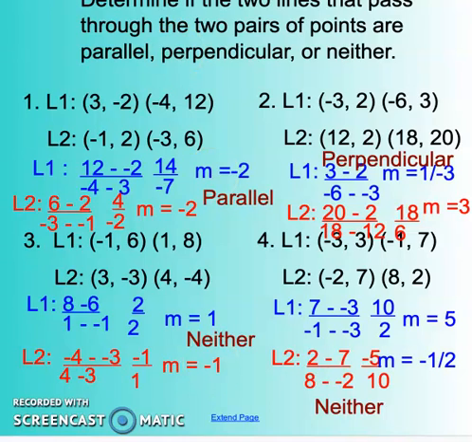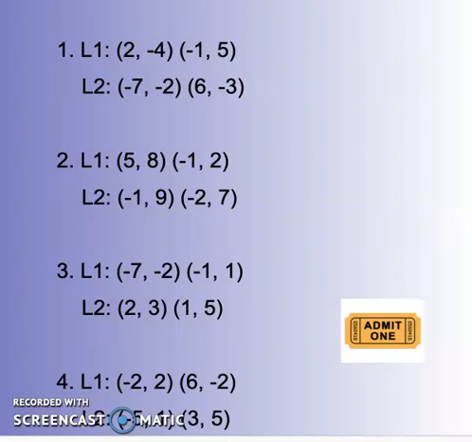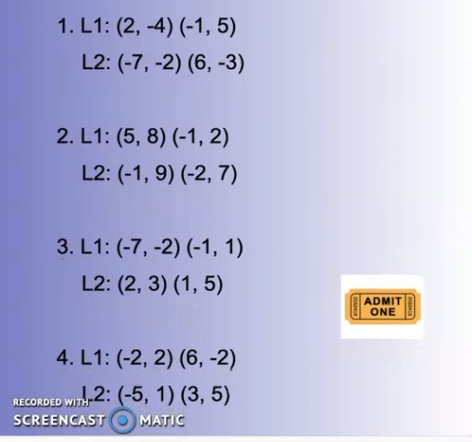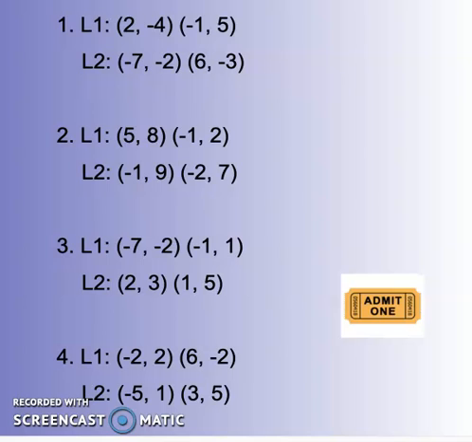Nice job, guys. We worked through all 4 of those. Now I want you to try some on your own. These are your ticket problems. I would like for you to determine if these are parallel, perpendicular, or neither.